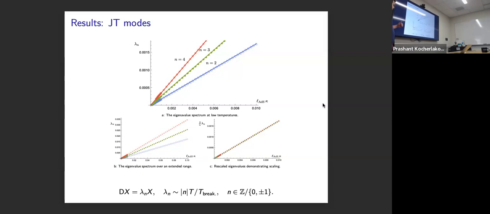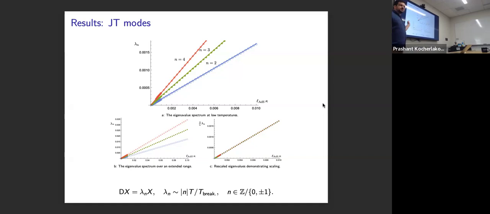So if we fix a Maxwell frequency and look at the lowest lying modes, here I'm showing how the eigenvalue behaves at low temperatures. This is kappa, the surface gravity, which is proportional to the temperature. So the lowest lying eigenvalue has this form for n equals 2. We see that the lowest lying eigenvalue indeed goes to zero linearly as the temperature is lowered. Here I'm showing you the same plot, but in a larger range of temperatures, so you see that at some point the curve deviates from being linear.